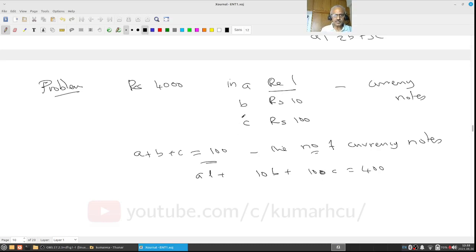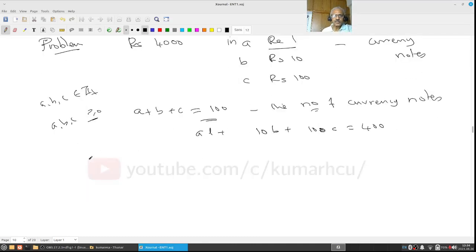So notice that A, B, C are all integers and all of them are non-negative. So I want to know whether I can do that. Can we do this?